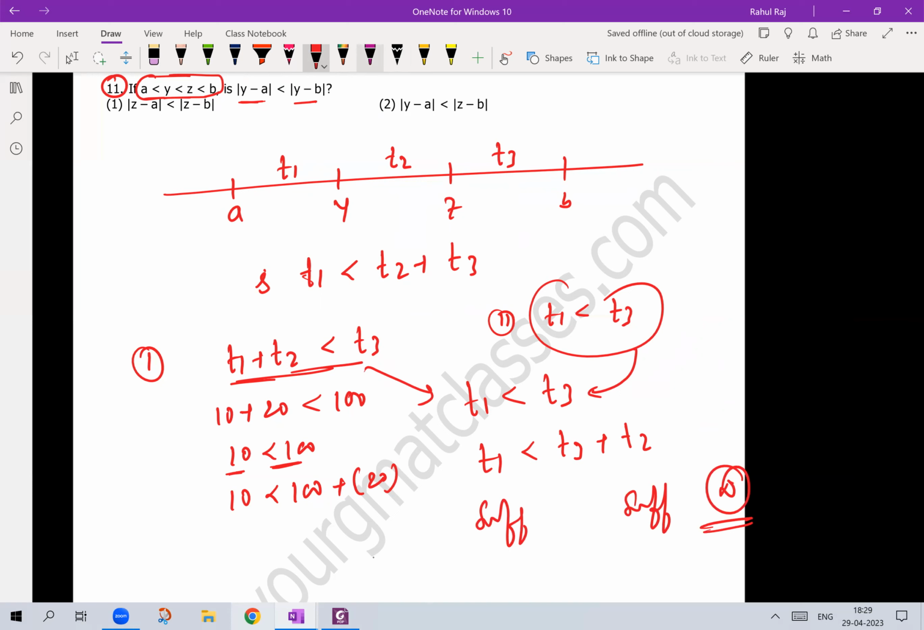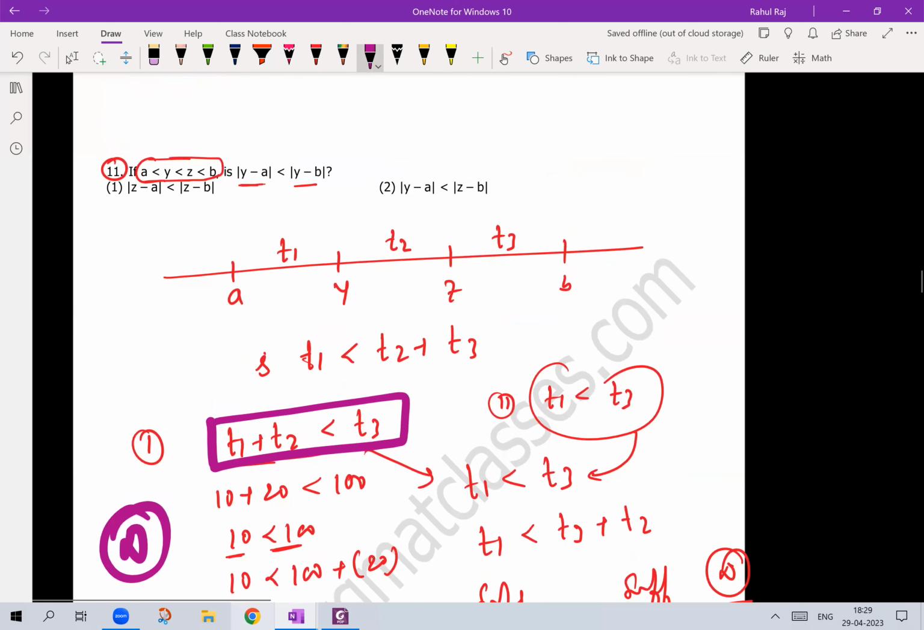Just imagine one thing, to be very clear. T1 plus T2 is less than T3. 10 plus 20 is less than 100. 10 will surely be less than 100. So T1 will surely be less than T3. If T1 alone is less than T3, T1 will surely be less than T3 plus some other number. That's it. Question is done. D is the right answer. And if you don't use this method, then you will have to convert everything. So what exactly does that mean? Mod of Y minus A is what? It says Y minus A is greater than 0.